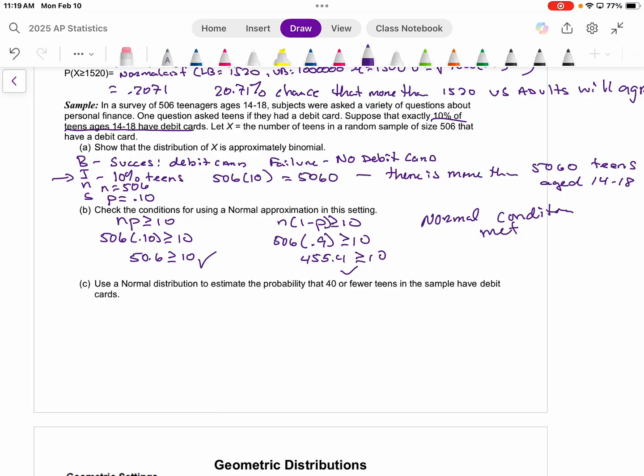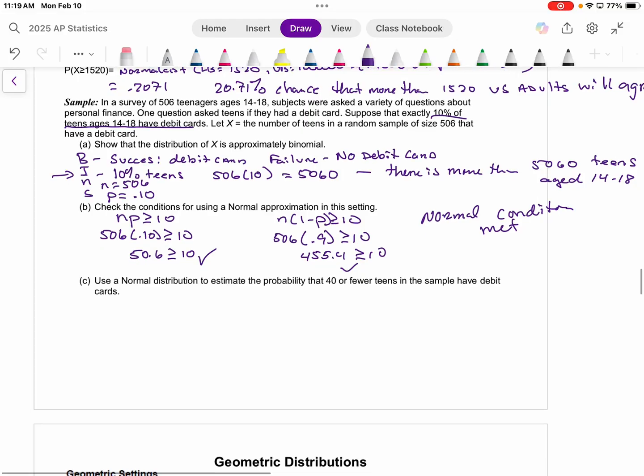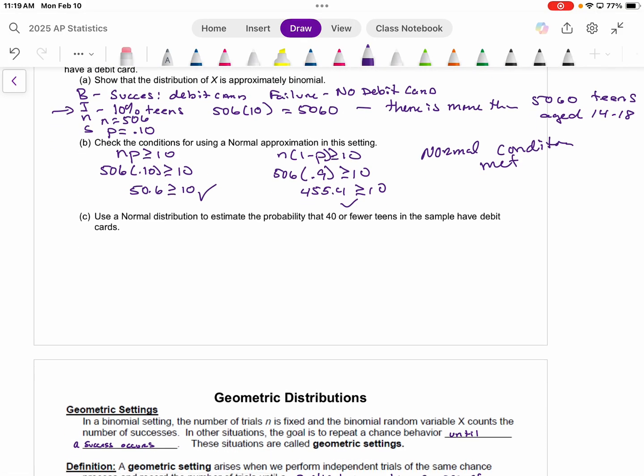I have to show both of those on a free response. I can't just say, hey, if the left one, 50, is bigger than 10, the other one, since there's 500, is going to be bigger than 10. I can't do that. I have to show both of those to get credit. So yes and yes, normal condition met. Sweet. Use a normal distribution to estimate the probability that 40 or fewer. So what's the probability that X is less than or equal to 40?